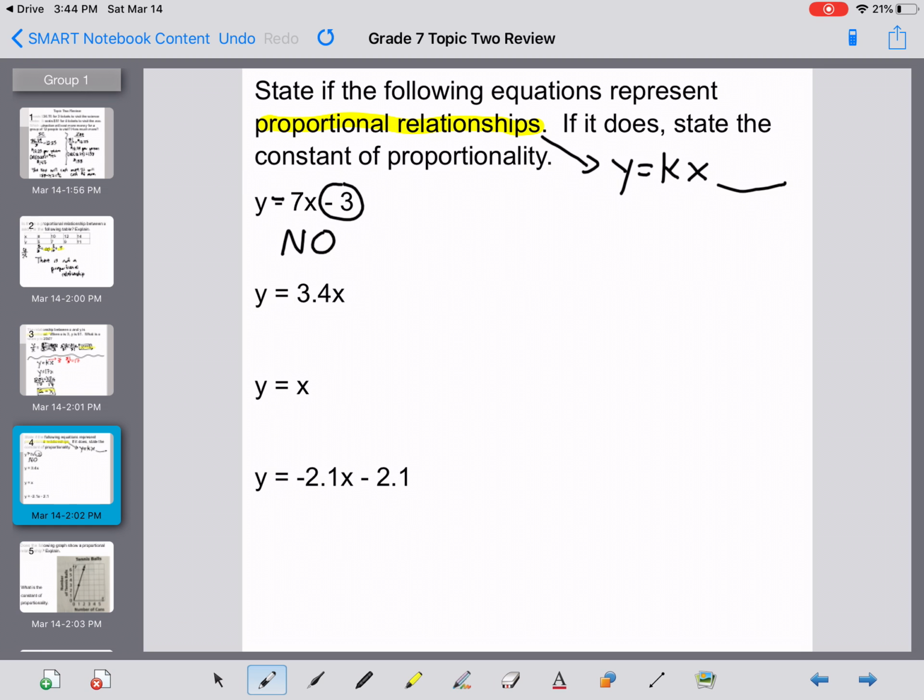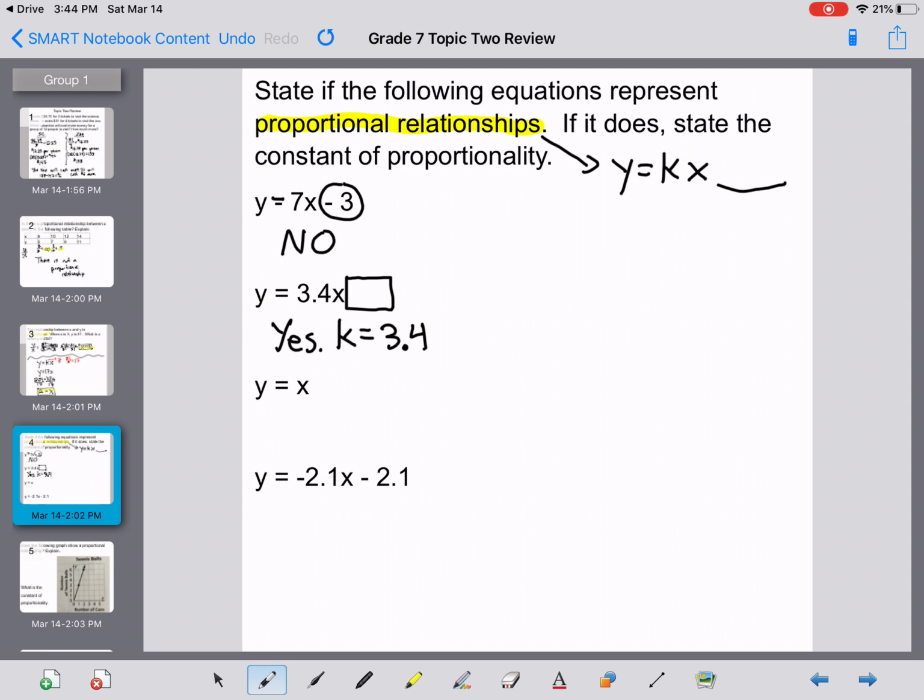In the second one, we just have y equals 3.4x. Since there is nothing being added or subtracted, this would be a proportional relationship, and our k value would be equal to 3.4.